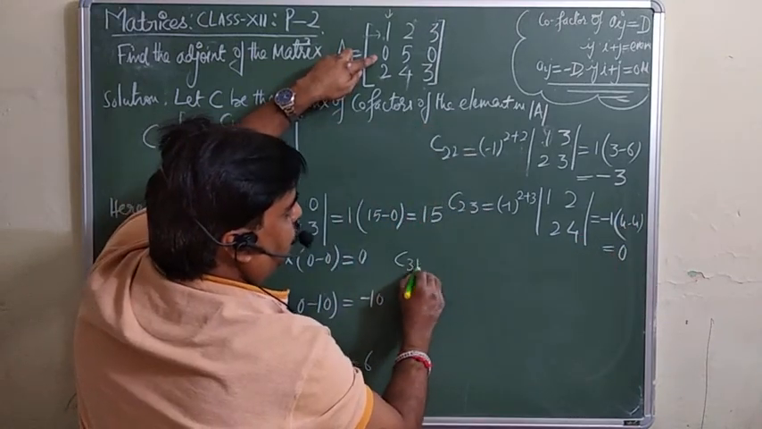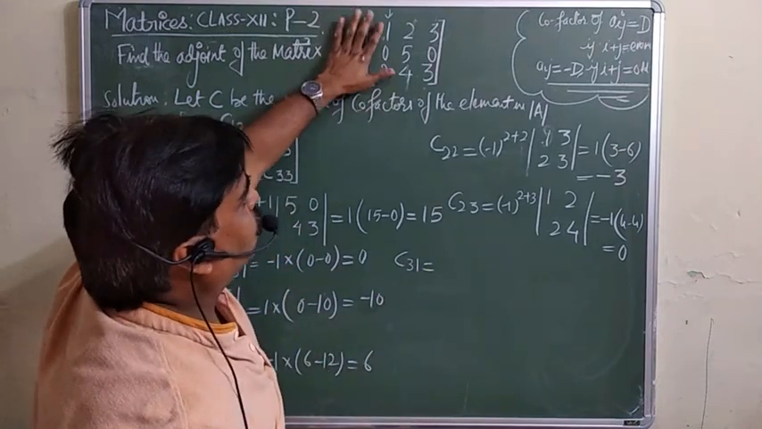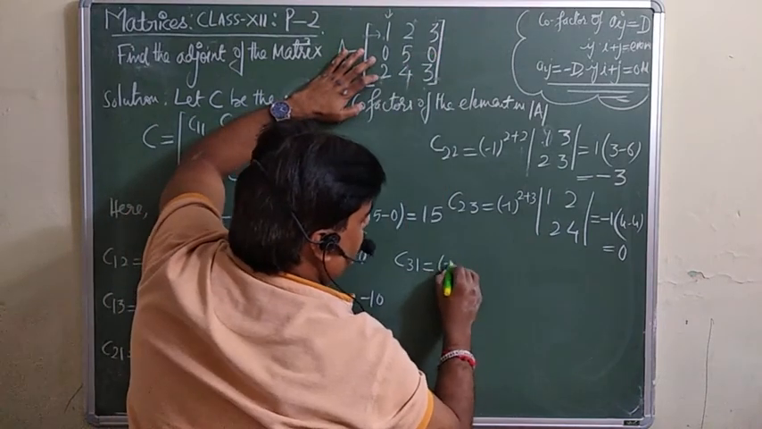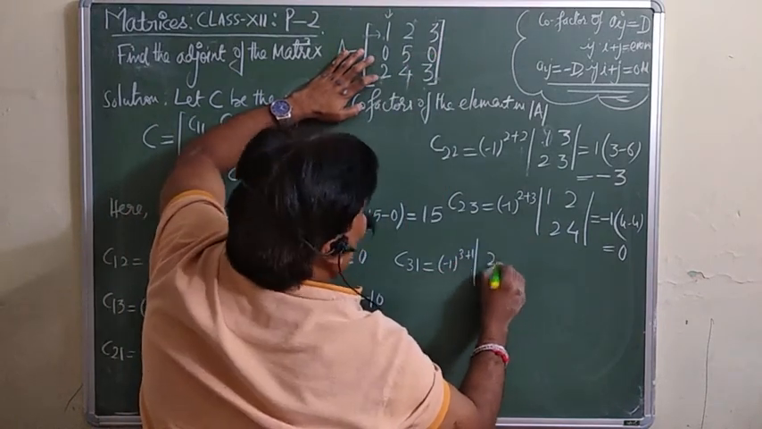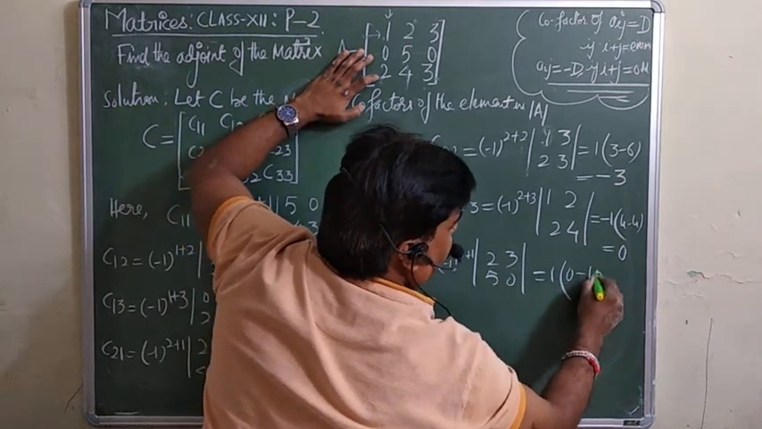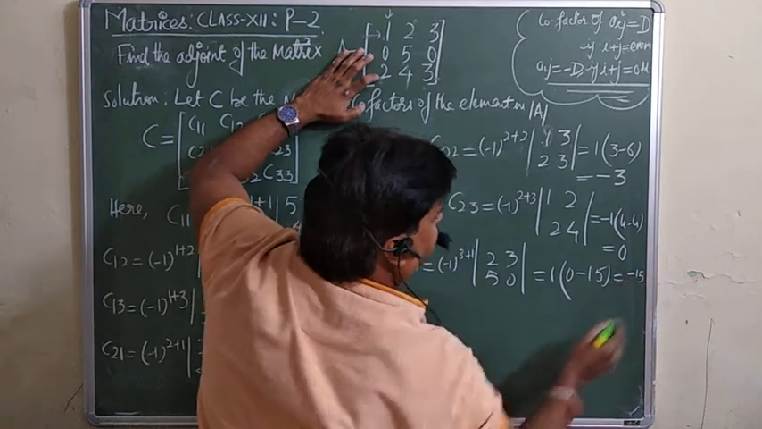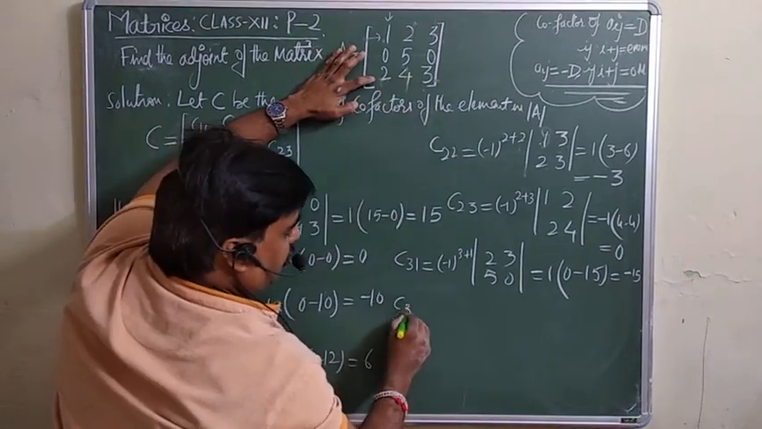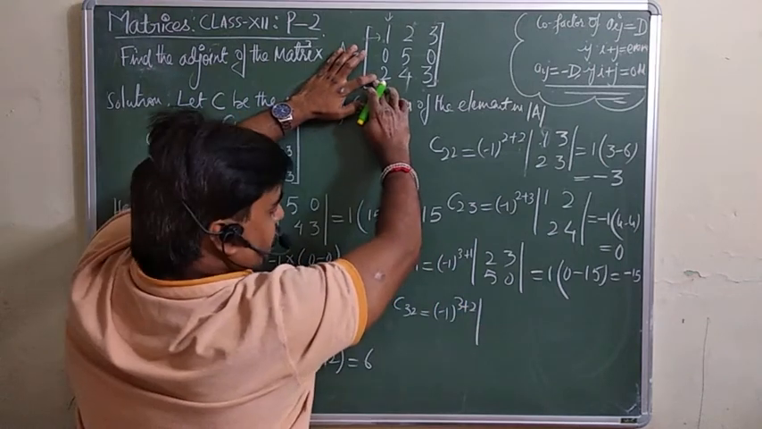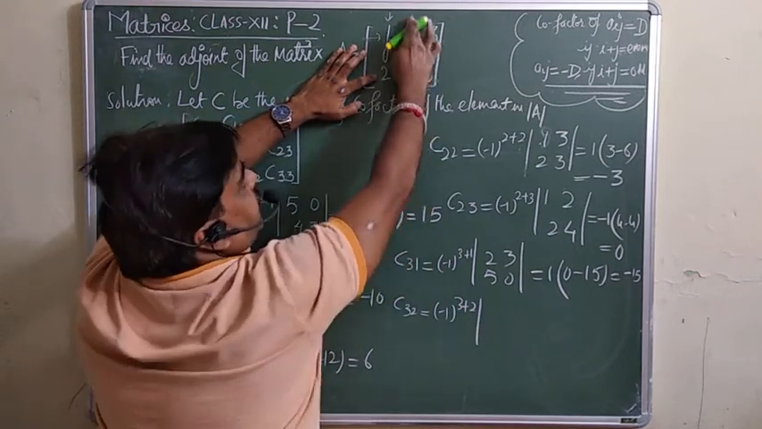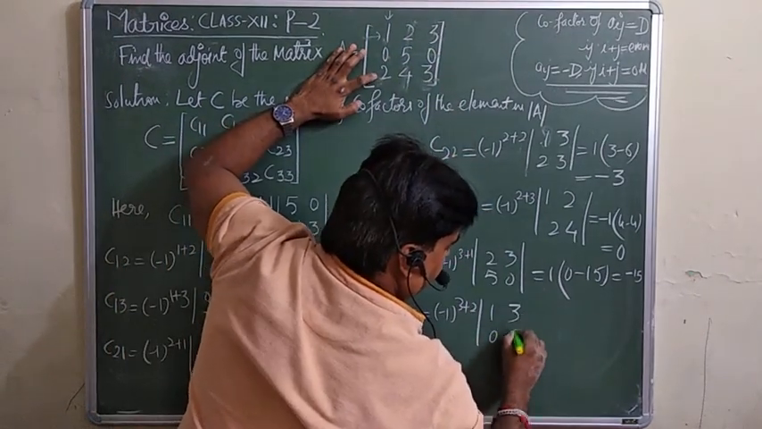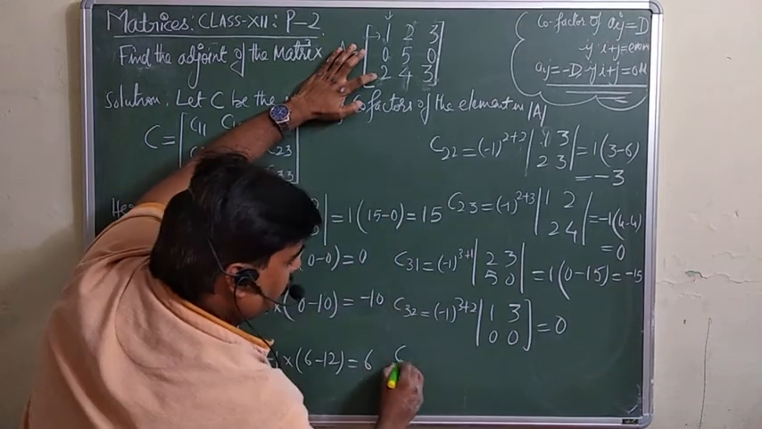Now C31, third row, first column. So third row, first column we will delete. You will get 2, 3, 5, 0. Minus 1 raised to power 3 plus 1. So here you will get 1 into 0 minus 15. So this is equal to minus 15. Similarly, C32, minus 1 raised to power 3 plus 2. Third row, second column. So 1, 3, 0, 0. You will take it, so this is also 0.